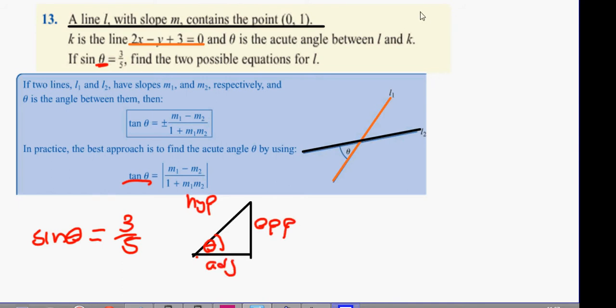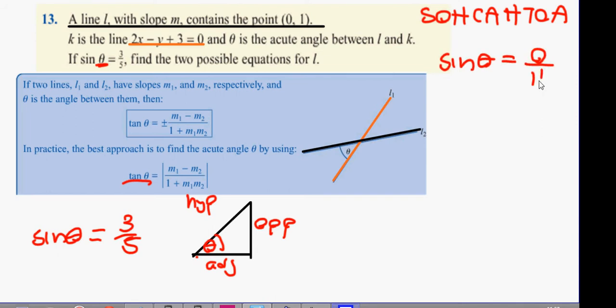Fair enough. You remember off your rhyme, SOHCAHTOA. You're talking about sine. Sine theta equals opposite over hypotenuse. This means that this side here is technically 3. This side here is technically 5.